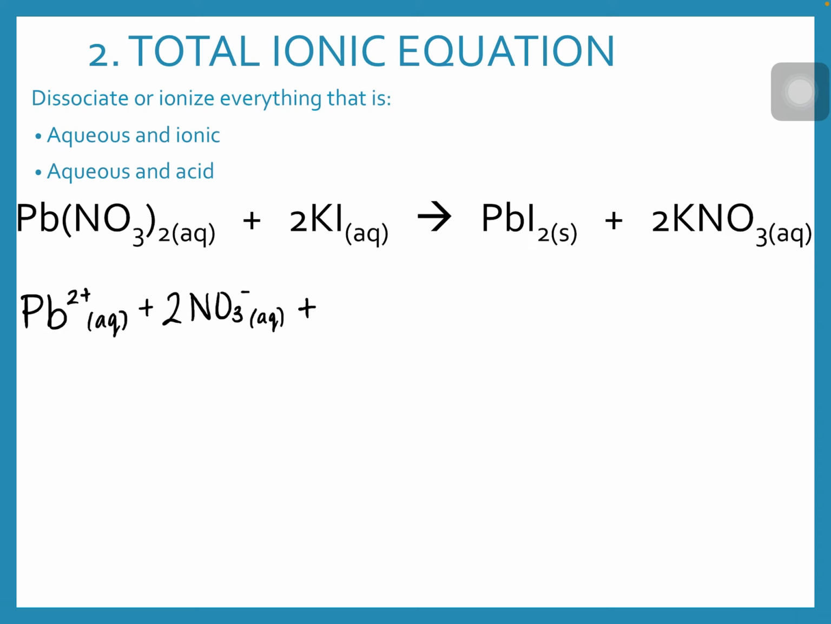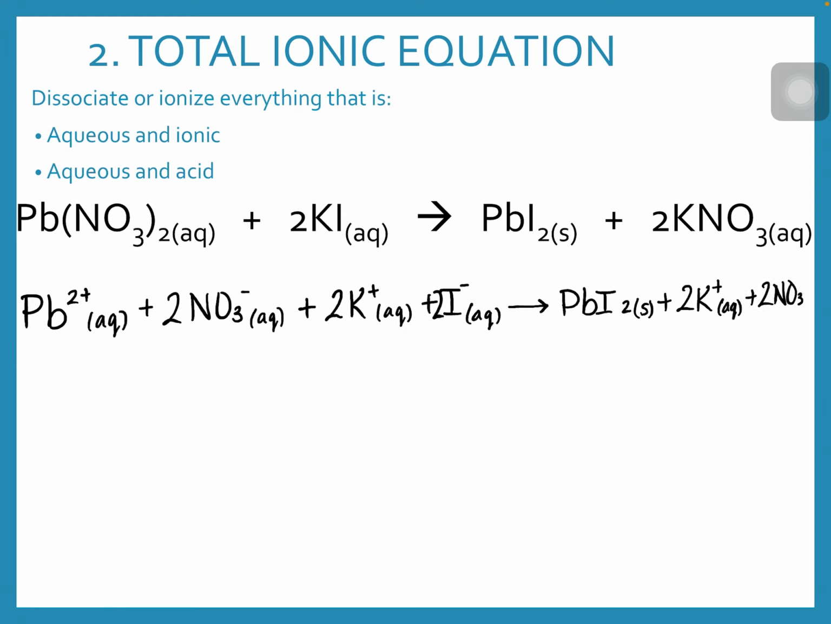and then 2 nitrate ions dissolved in water. Potassium iodide, so I have one from each, but I have two potassium iodides, so 2 potassium ions dissolved in water, and 2 iodide ions dissolved in water. And that creates the precipitate lead iodide and 2 potassium ions dissolved in water and 2 nitrate ions also dissolved in water. So that is the total ionic equation.